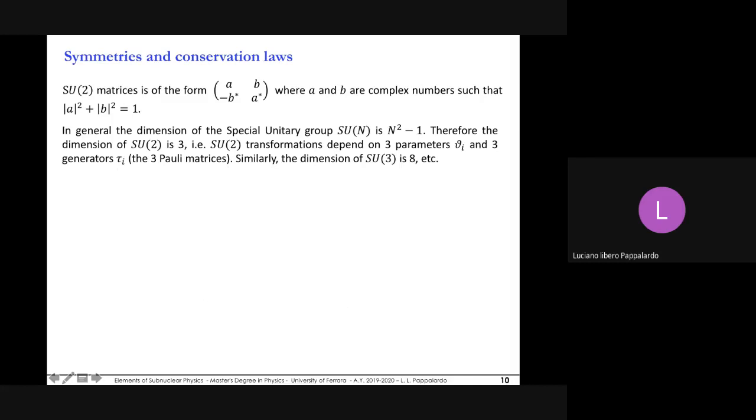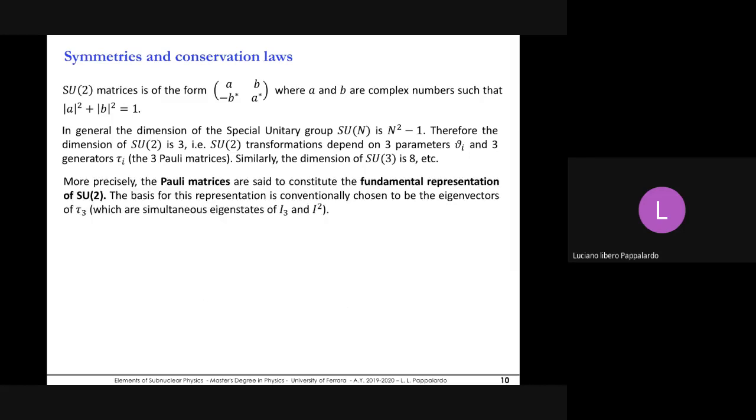Similarly, if we have SU(3), then based on this formula here, we're going to have 8 parameters and 8 generators, and this is the case of QCD, for instance. And then we can also have higher rank special unitary groups, such as SU(5), which is for unified theories, as we'll see at the end, etc.